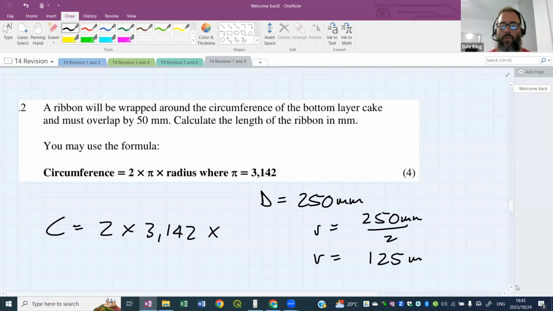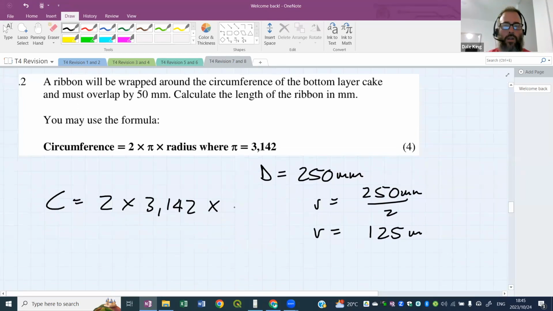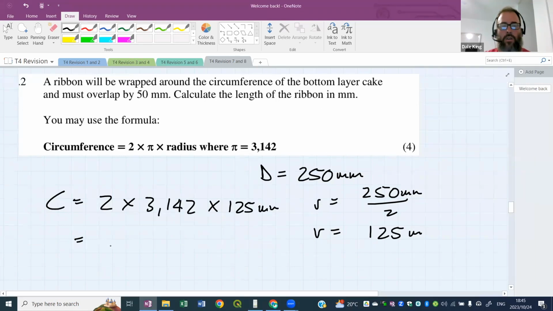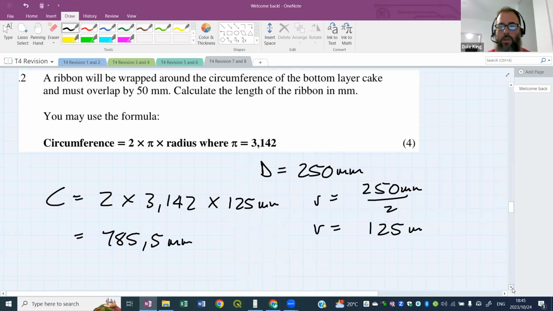All right, now we can put this radius into our formula. So 125 millimeters goes into our formula. Okay, so now the calculator comes out. Everything's ready to calculate. 3.142 times 125. All right, let's see what we get. So we get 785.5 millimeters. Okay, we put millimeters in, we're getting millimeters out.